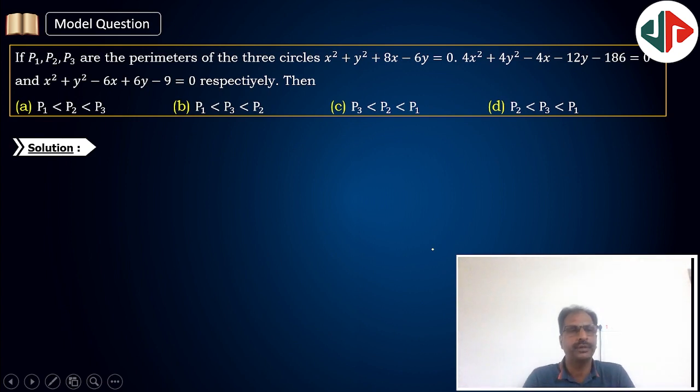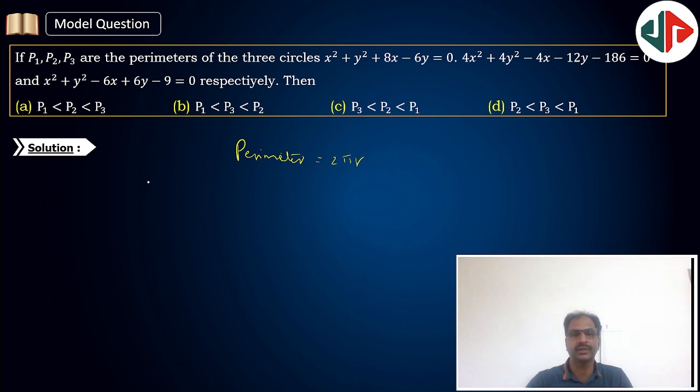Next question. P1, P2, P3 are perimeters of three circles. Perimeter is nothing but 2 pi r. So we have to find the radius for finding the perimeter. So for the first circle, what is the radius r1? Let us say it is r1, under root g square plus f square minus c. So r1 is 5.